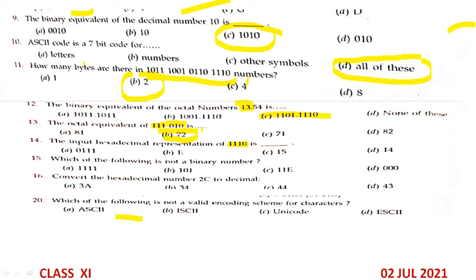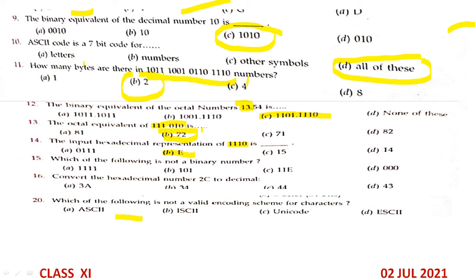A is 10, B is 11, C is 12, D is 13, E is 14. Therefore, the hexadecimal representation of the input 14 will be E. Not 14, not 15, and not 011.